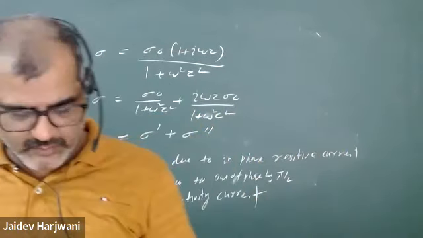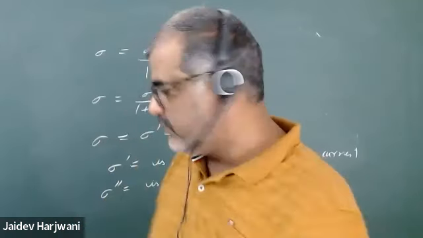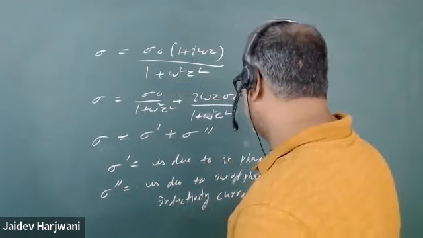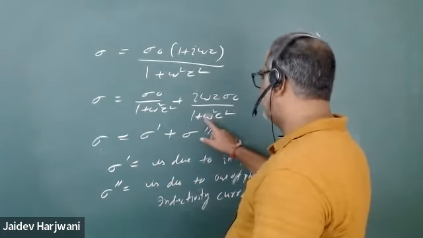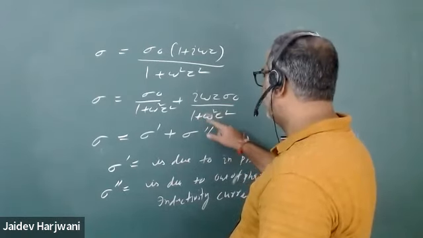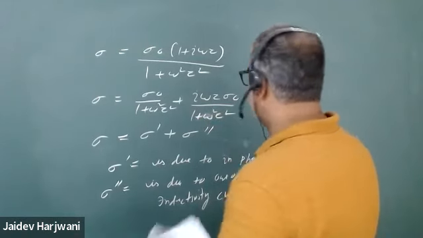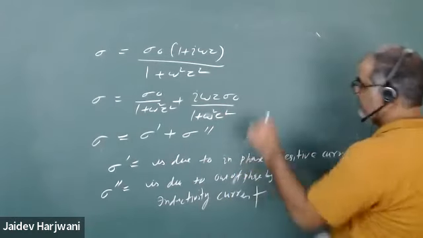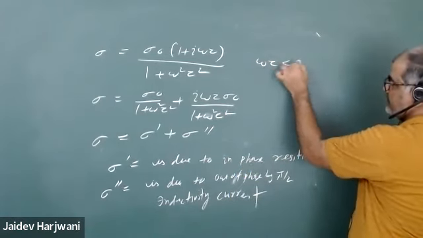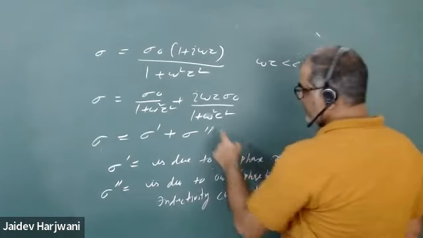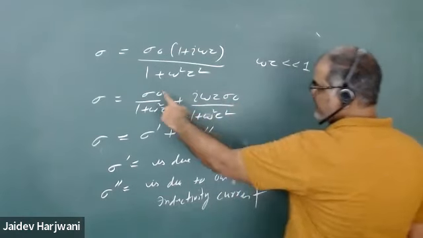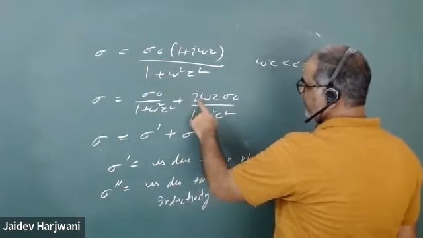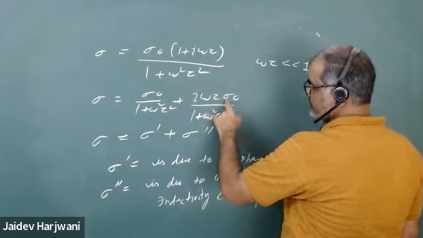Now here, from here you cannot tell clearly that what's happening. Okay, you can only check if this omega tau is less than 1. Okay, so I can neglect this part. So omega tau is less than 1, then what will happen? I can neglect this part from 1. Okay, so what I will have here, I will have sigma naught, and here I will be left with iota omega tau sigma naught.